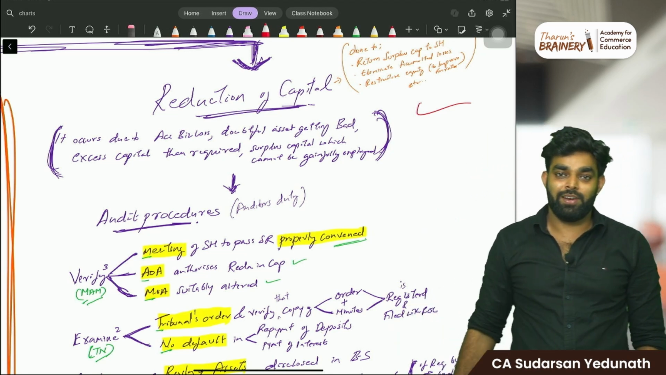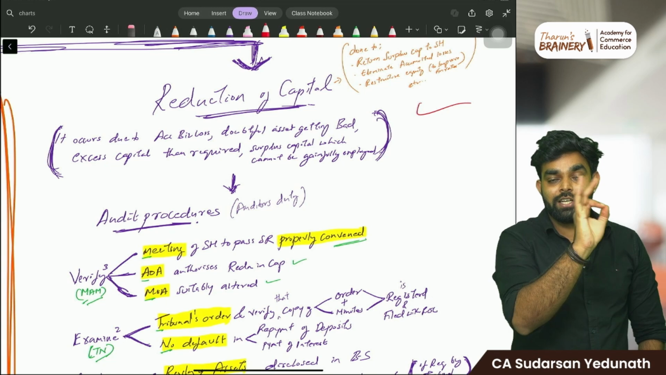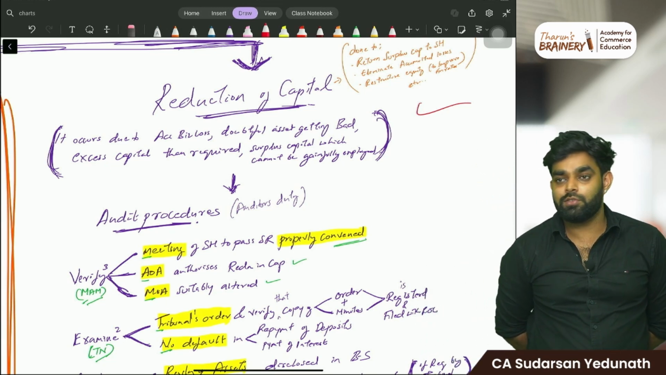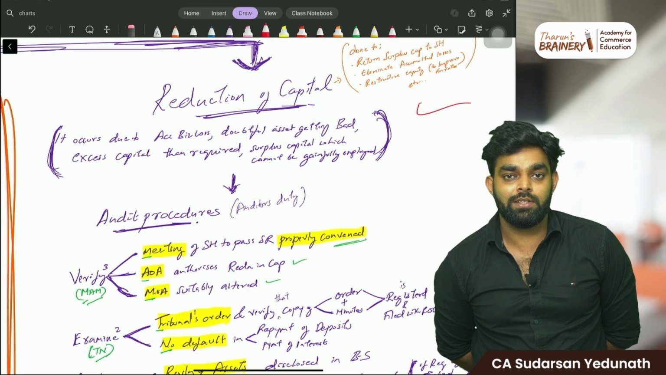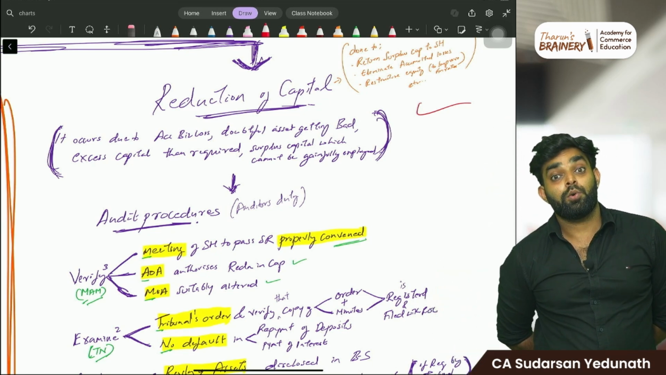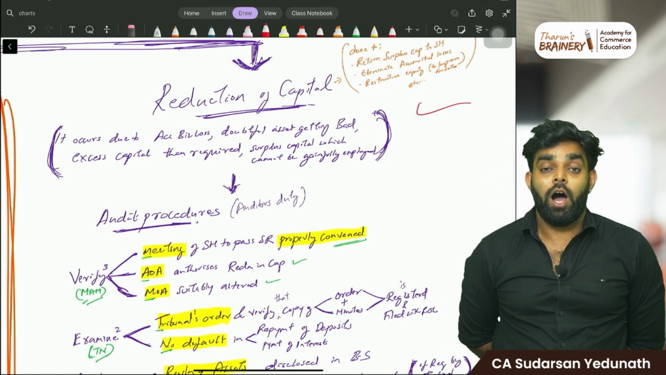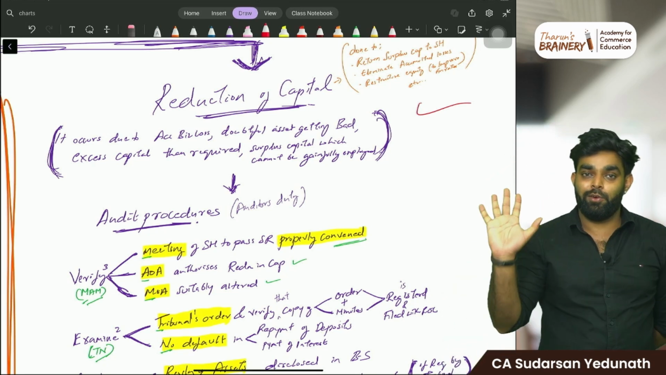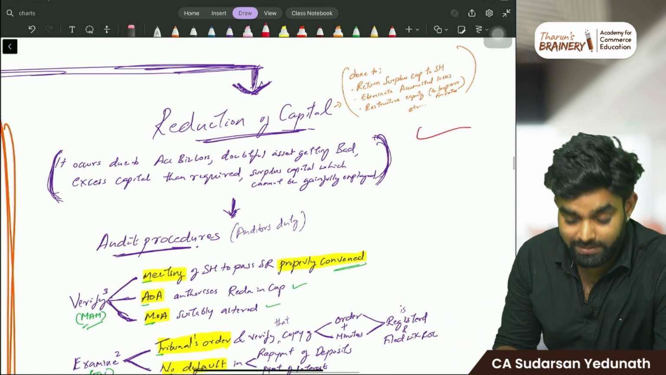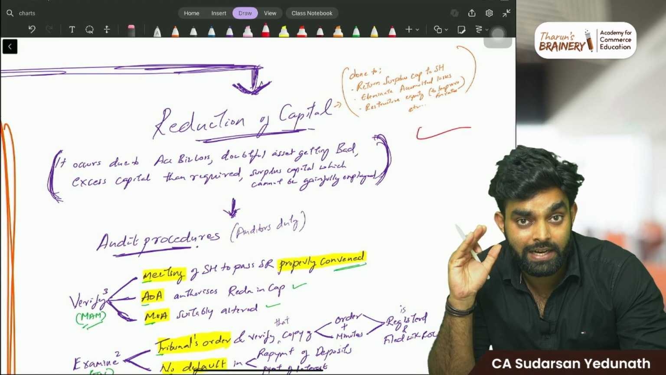In that case, last year when you were auditing, you saw that the share capital of the company is 25 lakhs. And this year when you saw the financial statements, the share capital is 20 lakhs. 5 lakh has been reduced. So as an auditor, how do you need to audit that scenario? That is what is mentioned here. First thing you have to understand is why the reduction of share capital is occurring, why they are reducing the share capital.